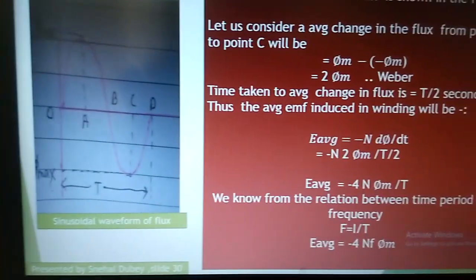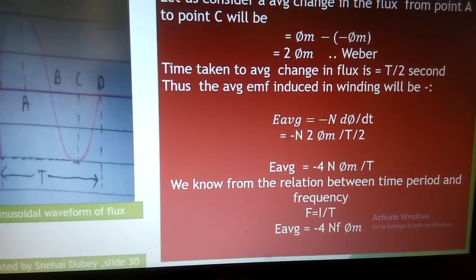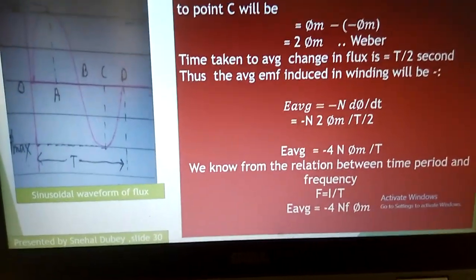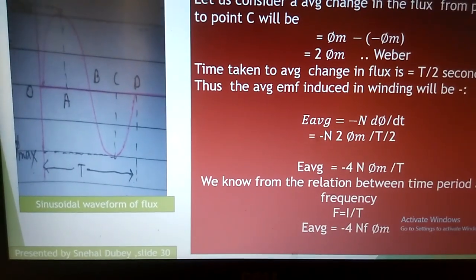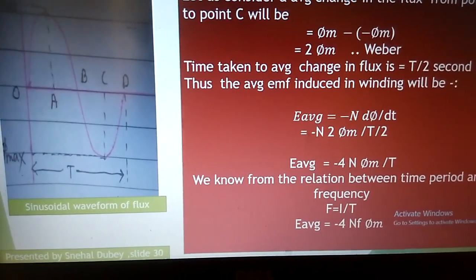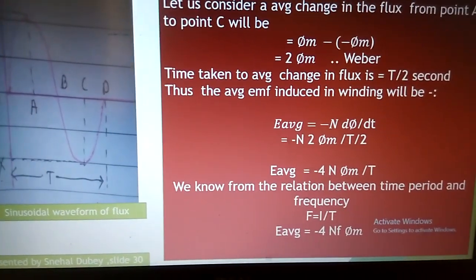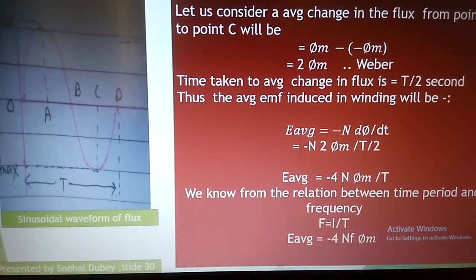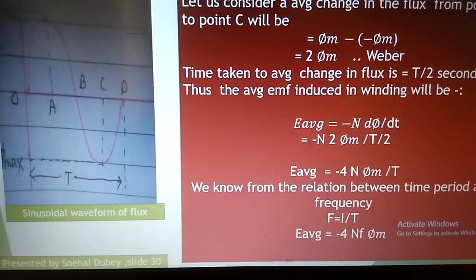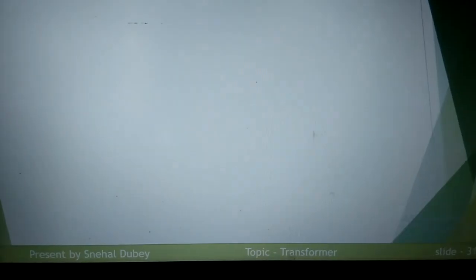Thus the average EMF induced in the winding will be E average is equal to minus N into d phi by dt. You can put the values of d phi and dt here, that is minus N into 2 phi m upon T by 2. E average is equal to minus 4 N phi m by T. We know from the relation between time period and frequency that f is equal to 1 by T. So E average is equal to minus 4 into N into f into phi m.